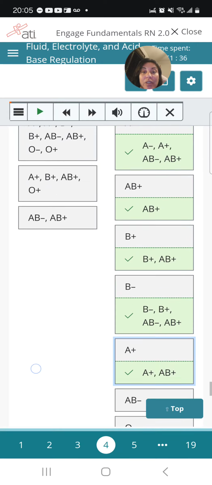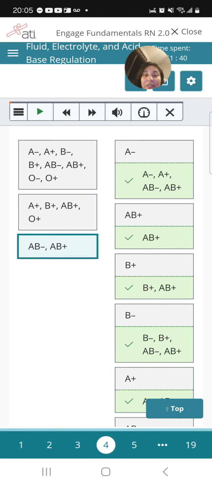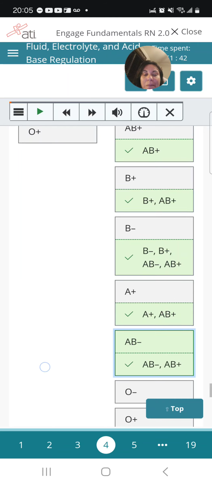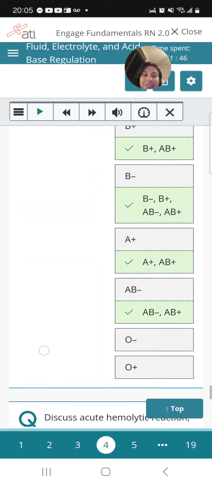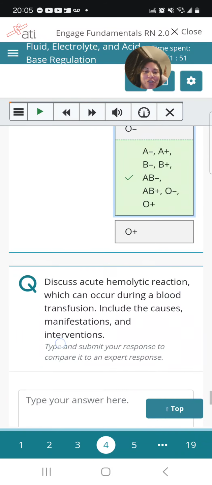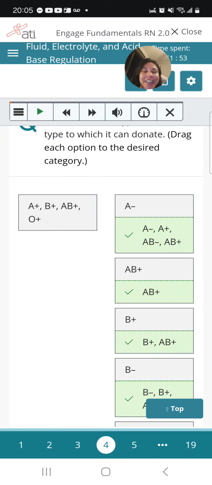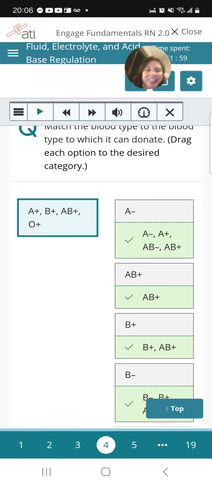AB negative can give to AB negative and AB positive. O negative can give to everyone. And I am an O positive, so I can only give to A positive, B positive, AB positive, and O positive. Hey, at least I have 4 that I can give to.